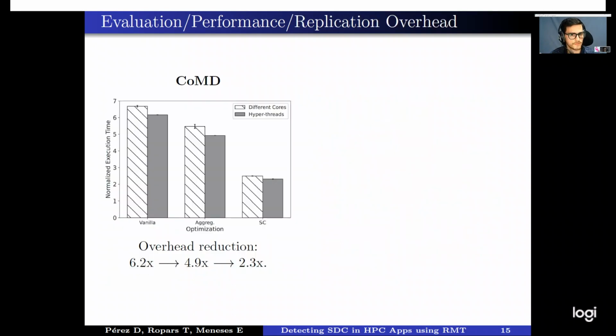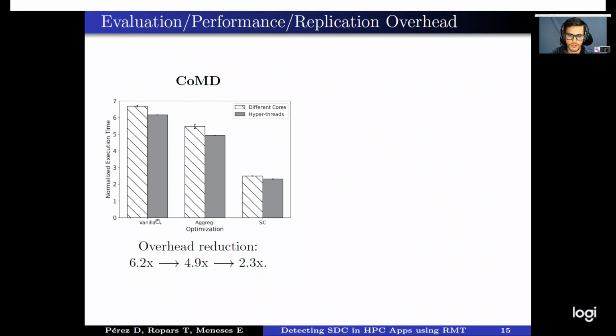Okay, so what we see here is the normalized execution time for CoMD. It's normalized execution time against the non-replicated version of the application. So this first bar, for example, means that using the vanilla redundant multi-threaded approach, it takes about 6.8 times more than the non-replicated execution. So that is a lot of time. That is a lot of overhead.